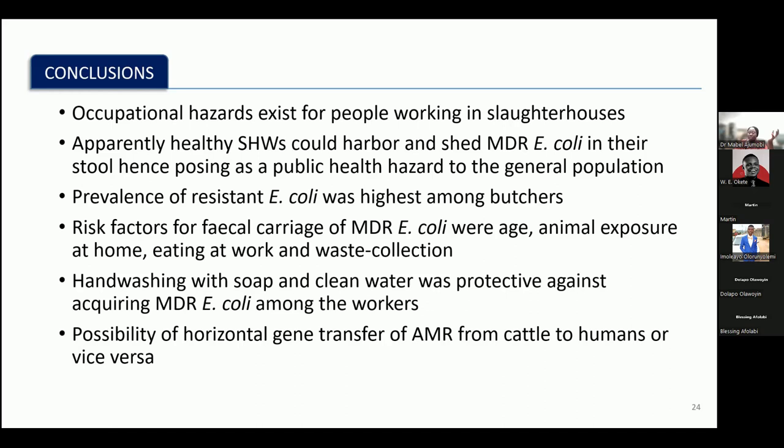And then we also were able to show you that there's a possibility of horizontal gene transfer from cattle to humans. Although we can't prove the direction, whether it was the cattle that were infecting the humans or the humans that were infecting the cattle, there was definitely a transfer of resistance because we could see from the data that I presented that they had just two SNPs apart. That's very close.